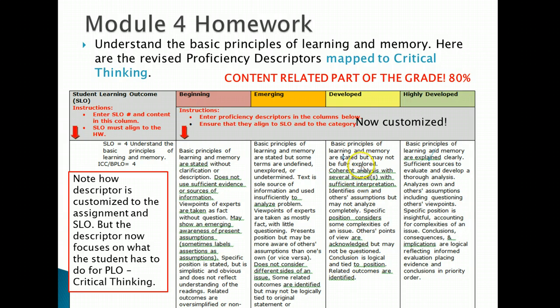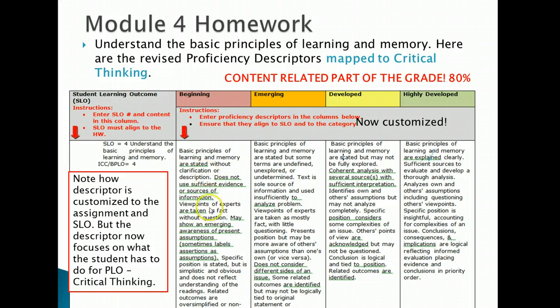So here on the next one down, we're looking where they may have stated those basic principles of learning and memory, but they may not have fully explored them. Here they leave some of the terms undefined, undetermined, and here they've stated them, but they do not clarify nor describe them.